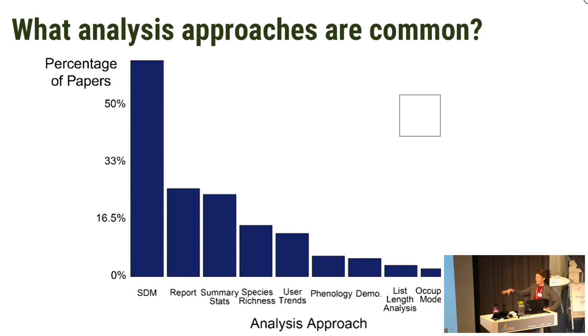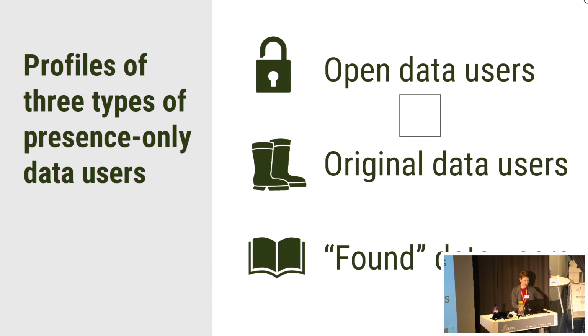And this is an overview of the different types of analysis approaches that we saw in this data set. You can see that species distribution modeling is definitely dominant, but there's really a wide range of approaches that were taken. So that's the landscape, the big picture idea of what we saw when we were looking at this presence-only data set.